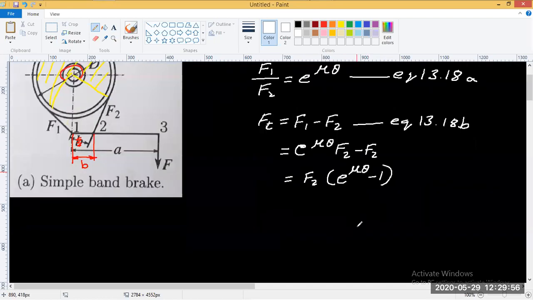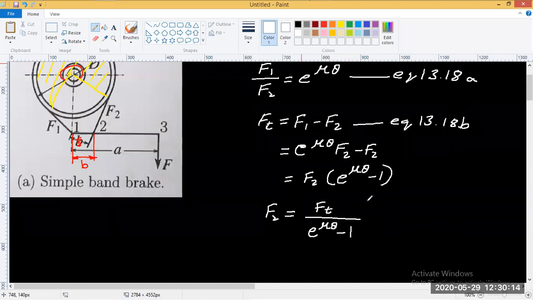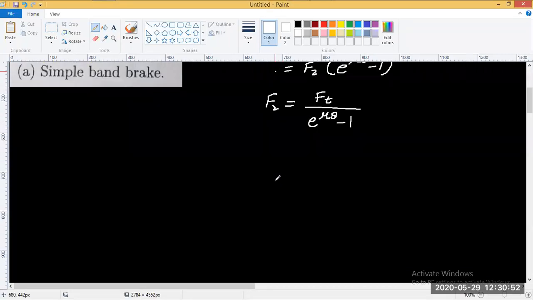Okay, so continuing here, we can just write F2 in terms of Ft, that is the tangential force, over e power mu theta minus 1. Right. Okay, so that's F2, the tension on the slack side.